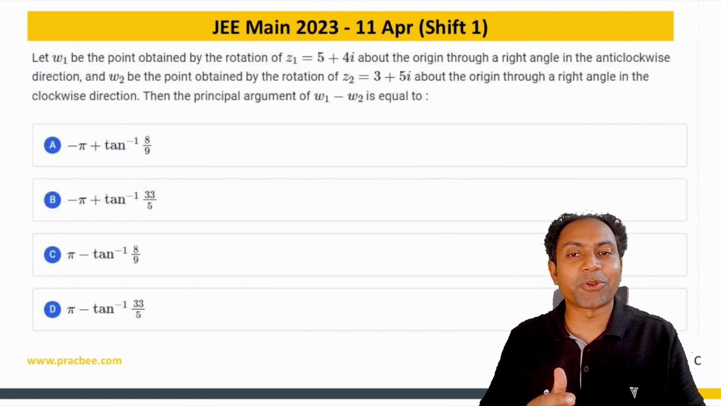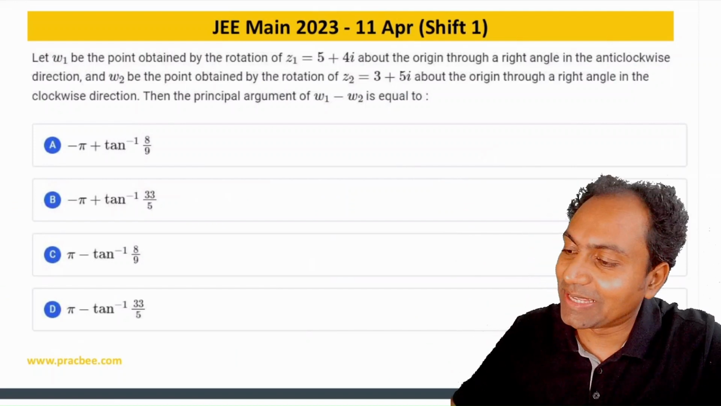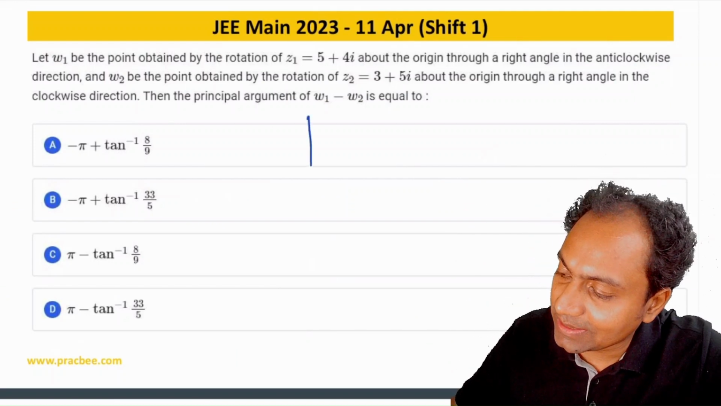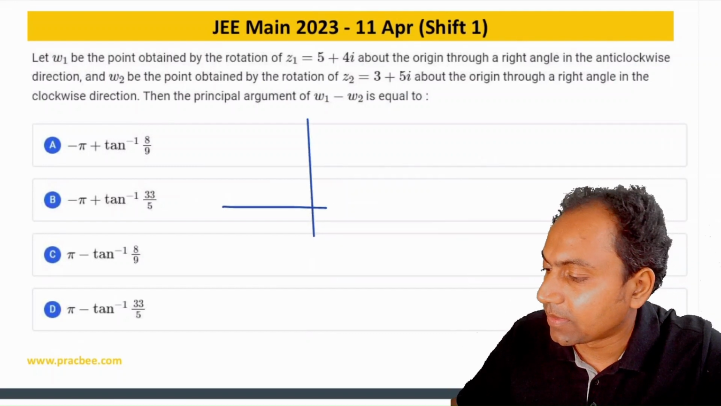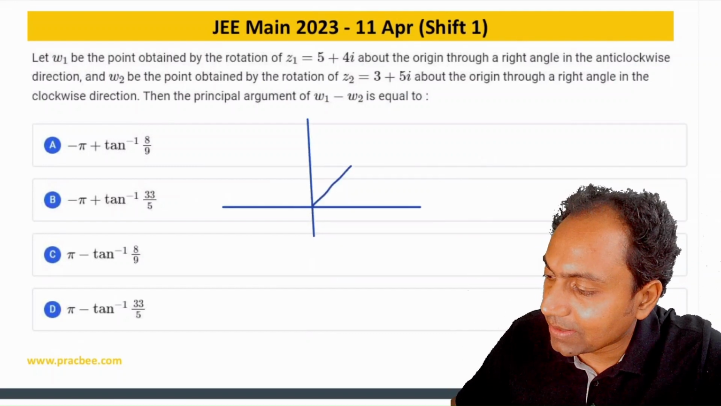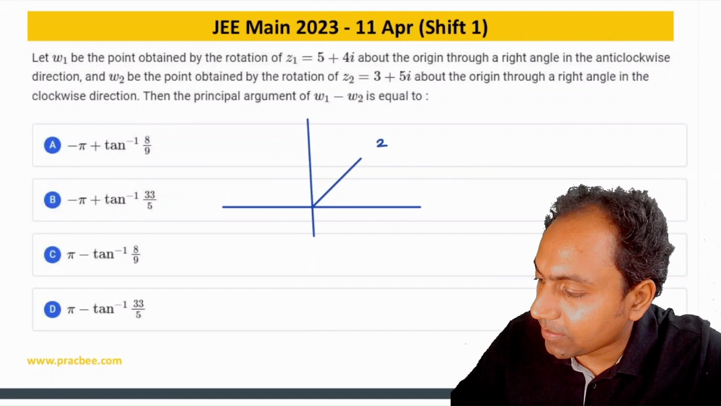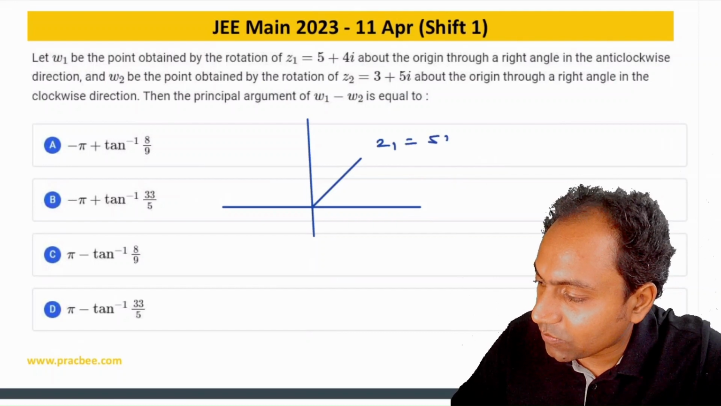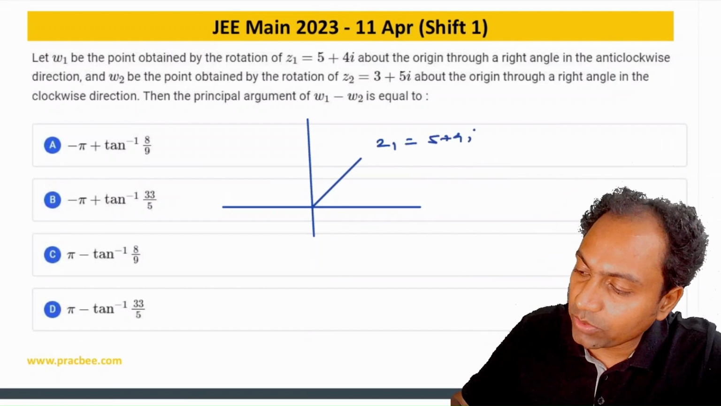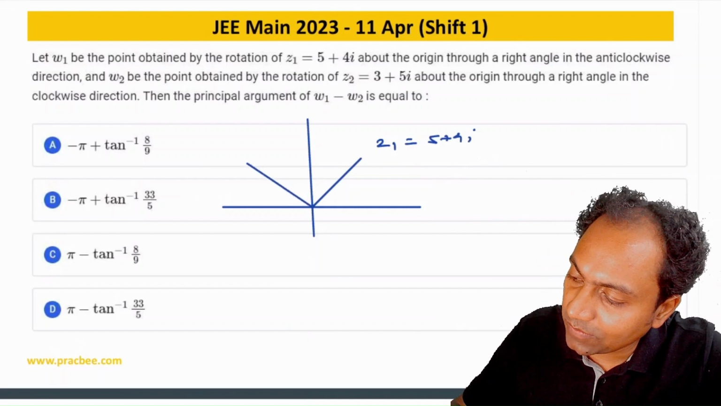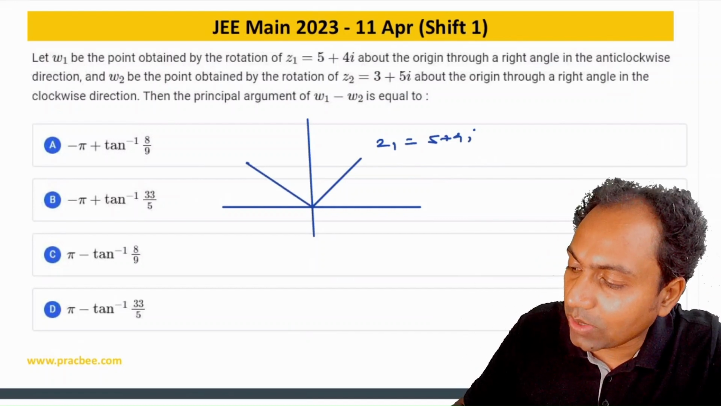Now, next, let us look into a very interesting question that came in 2023. In this question, what they are saying is there is a complex number Z1, and this Z1 lies in the first quadrant. It is nothing but 5 plus 4i. What we are doing is we are rotating this by 90 degrees in the anti-clockwise direction. And if I do so, I get my W1.